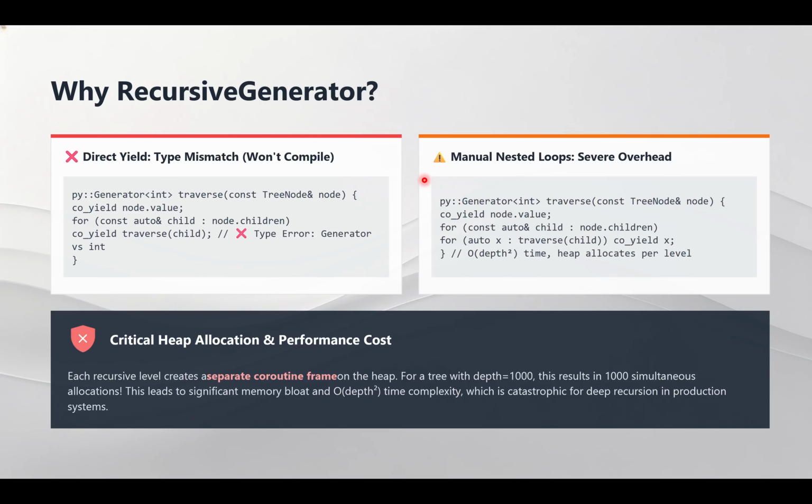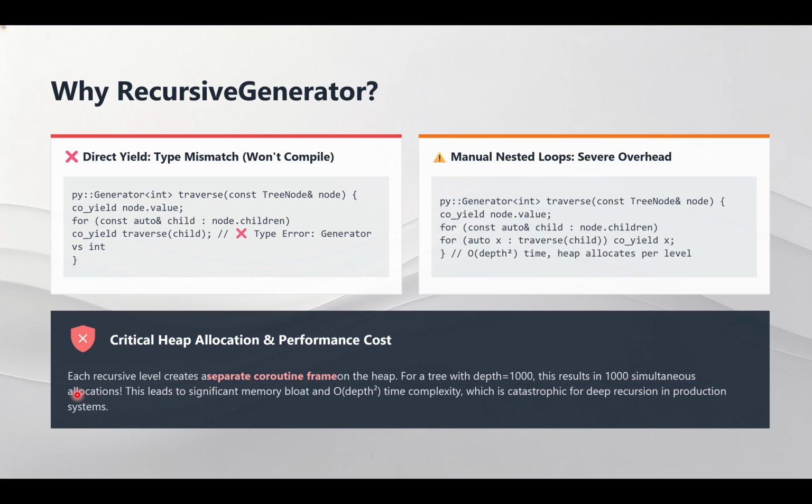It reminds me of, like, a rigid corporate ladder. If a frontline worker identifies a problem and needs a decision, they have to tell their manager, who tells the director, who tells the VP, who tells the CEO. And they're all just waiting on the line. Exactly. You have 5 layers of highly paid management consuming resources just to pass a single message back and forth. And in C++ terms, the presentation notes that for a tree structure with a depth of 1,000 levels, standard recursive generators force the system to maintain 1,000 simultaneous heap-allocated coroutine frames. Which is ridiculous. The application will likely crash from memory exhaustion long before it ever finishes the traversal.